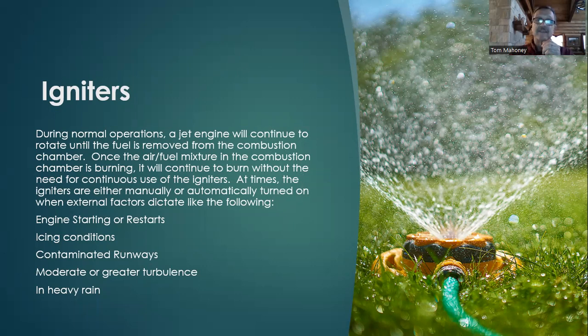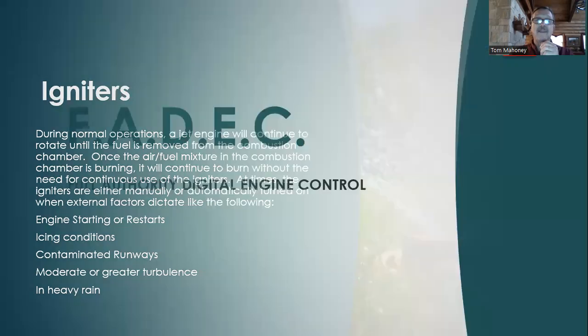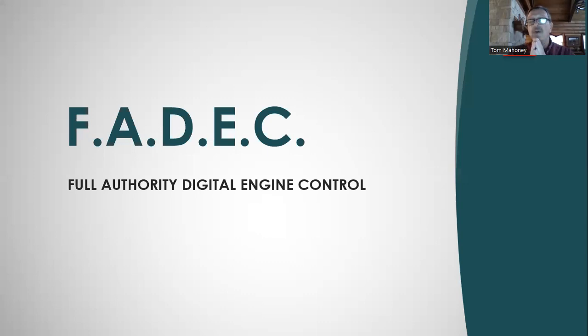And in some cases, they will come on automatically. In other cases, we need to make sure we flip the switches on for the igniters and manually keep them igniting. So let's move on to FADEC. I don't know how many of you have heard of FADEC, but it's called Full Authority Digital Engine Control. This was a great invention when it came out. It's how the engines are operated. This thing controls the operation. It's a computer is what it is.